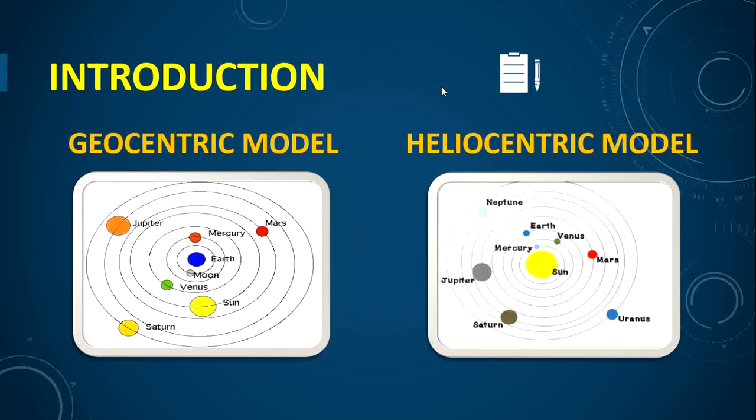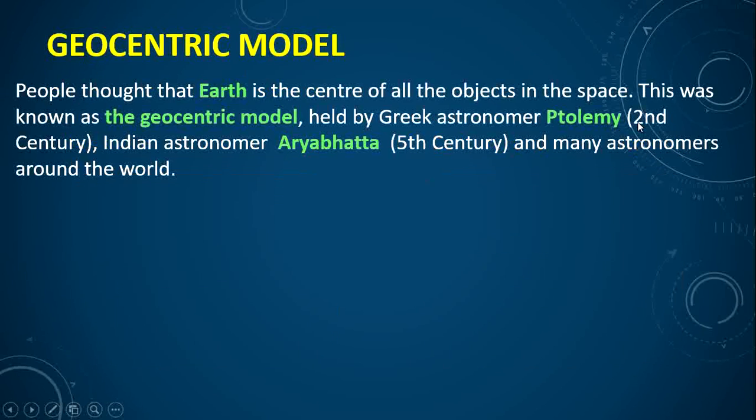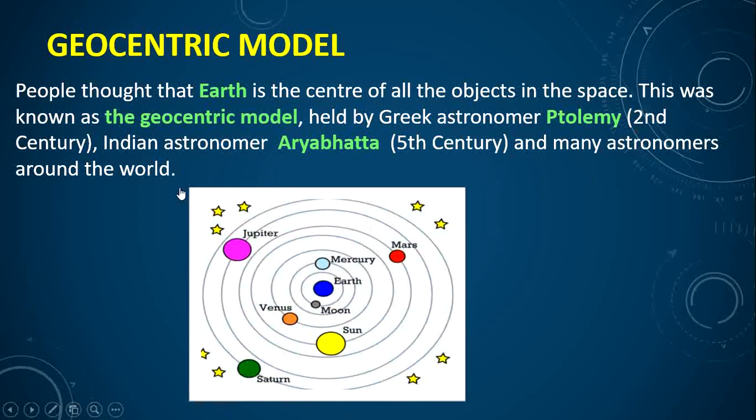First let us see what is called geocentric model and heliocentric model. Geocentric model. People thought that the earth is the center of all the objects in the space. This was known as the geocentric model. It was held by the Greek astronomer Ptolemy in 2nd century and Indian astronomer Aryabhatta 5th century and many astronomers around the world. See this diagram.